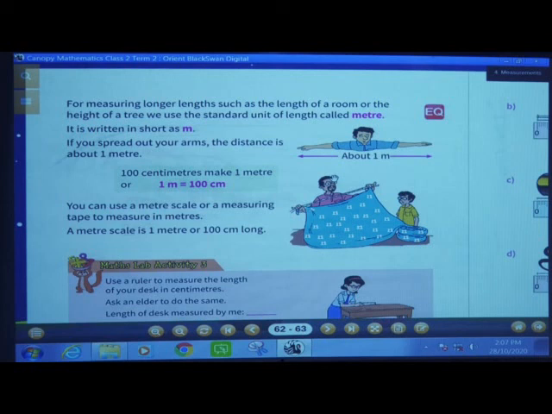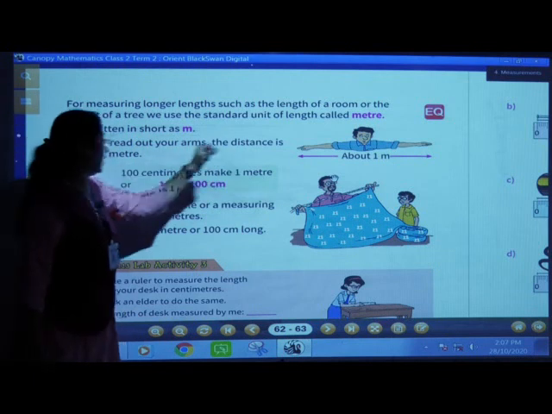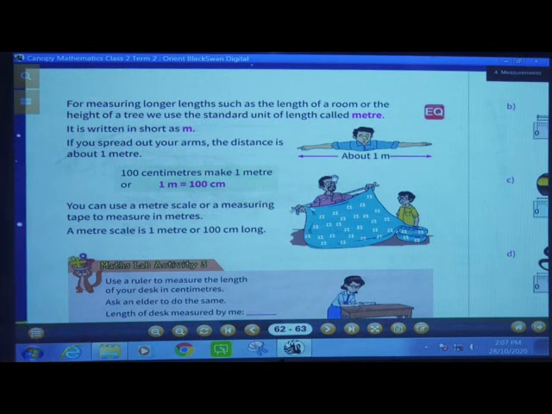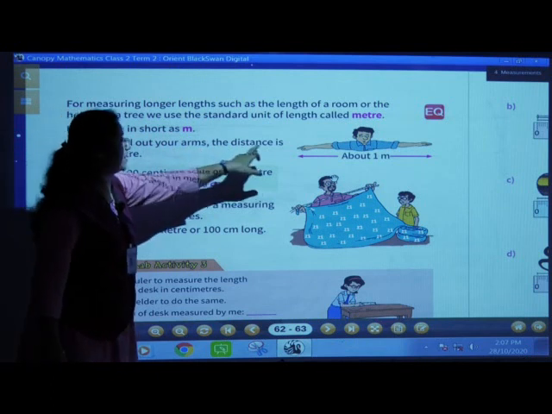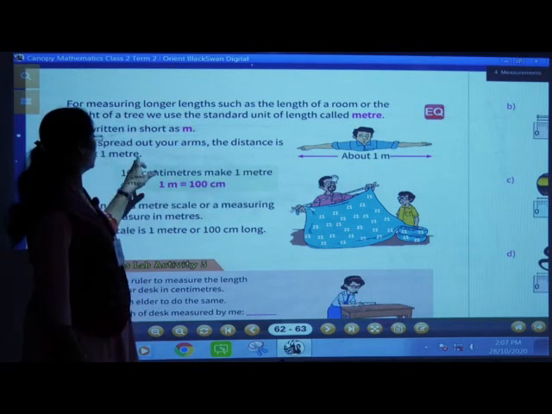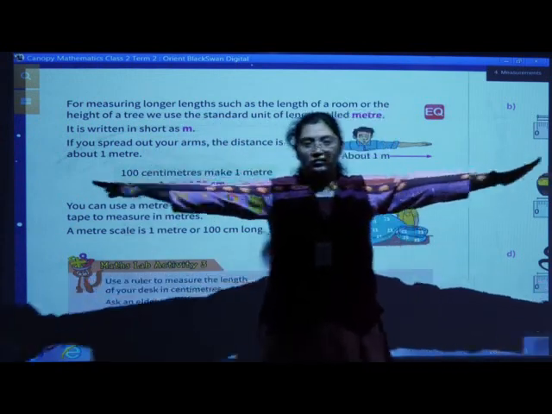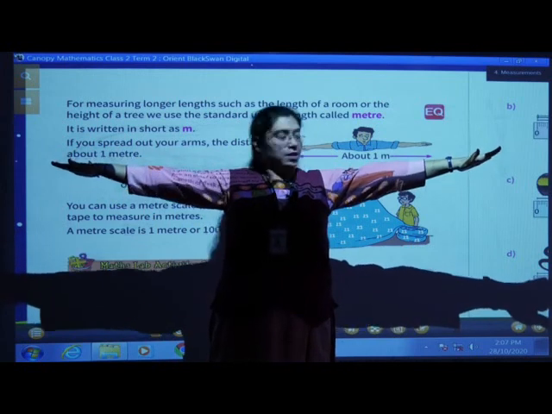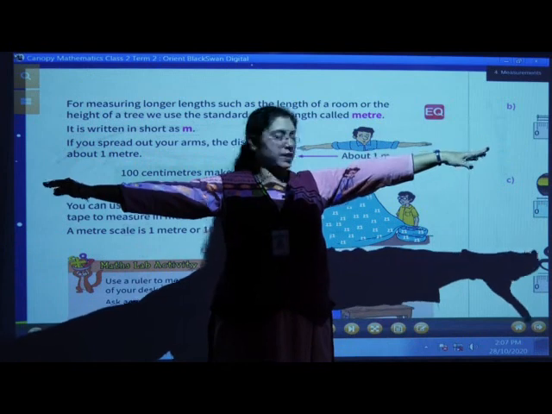If you spread out your arms, the distance is about 1 meter. See, this is 1 meter distance from this finger to this finger.